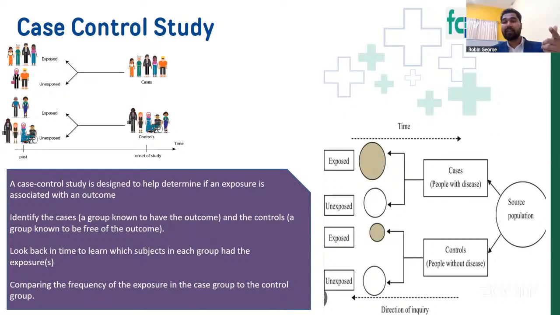The cohort study was exposure to event, or exposure to outcome: smoking to lung cancer. But here lung cancer is already diagnosed. Now we are looking back at why he got lung cancer. Okay, so that is the major difference. And in a case control study, we take randomly 100 healthy people. But in a cohort study, we randomly take 100 healthy people and randomly divide them 50-50.